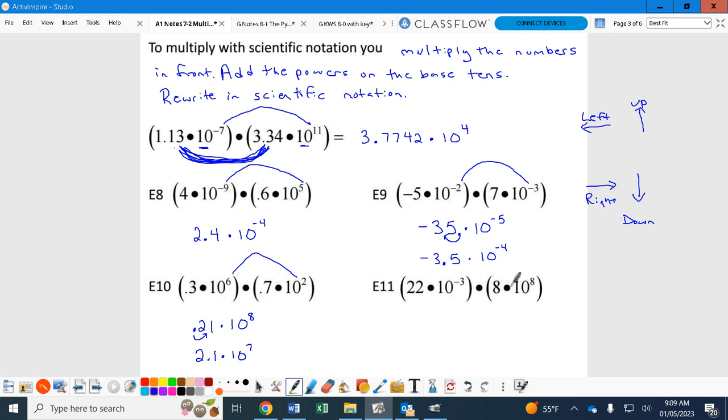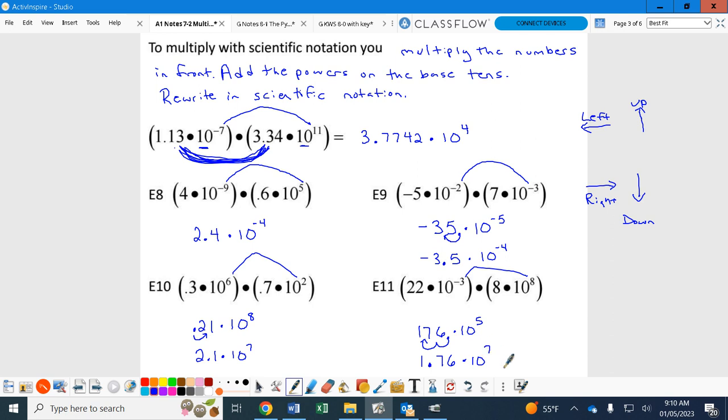Okay, last one. Here we go. 22 times 8. I have no idea. What is it? 476? 176. That seems a little more reasonable. Times 10 to the 5th. Perfect. We have 3 numbers in front of our decimal place. We can't have 3, so we've got to move it. We're going to take it from the end, and we're going to move it 2 places to the left. It makes it 1.76. Because we went 2 places to the left, our power is going to go up by 2. And that's going to make it 10 to the 7.